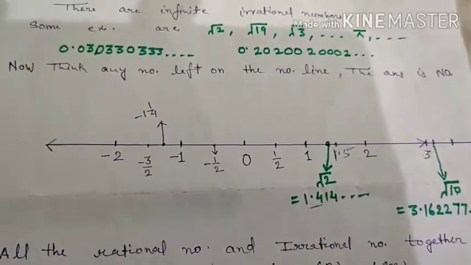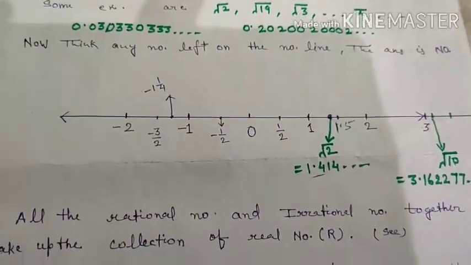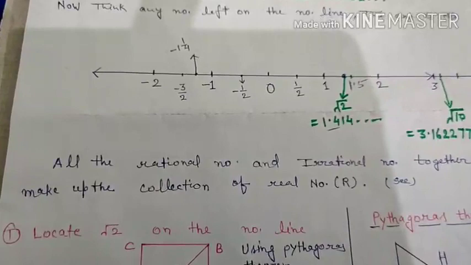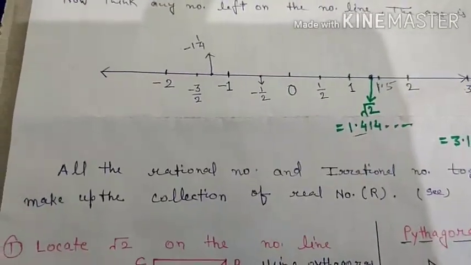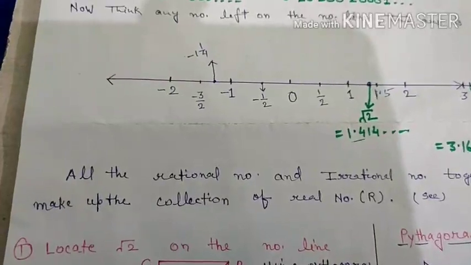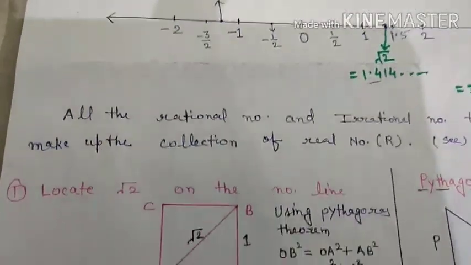So hope you understood the meaning of real numbers. All the rational and irrational numbers together make up the collection of real numbers. So real numbers will have integers, natural numbers, whole numbers, and all the irrational numbers.